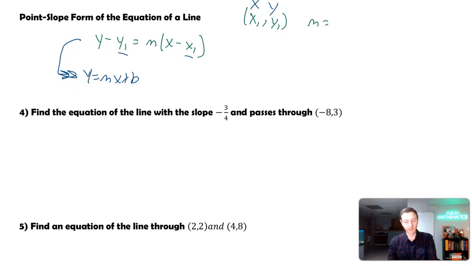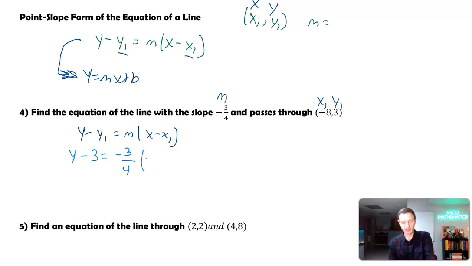So on number 4, it says find the equation of the line with the slope -3/4 that passes through the point (-8, 3). So our point slope is y minus y1 equals m times x minus x1. This is the ordered pair x1, y1. This is the slope that they provided. So I'm just going to plug this into point slope, and then we would solve and get it into slope-intercept. So y minus the y1 of 3 equals the slope of -3/4 times x minus the x1 of -8.